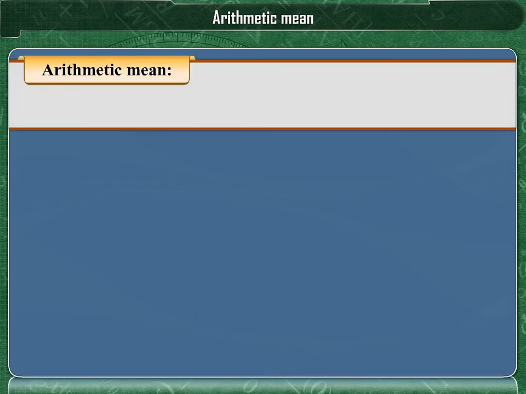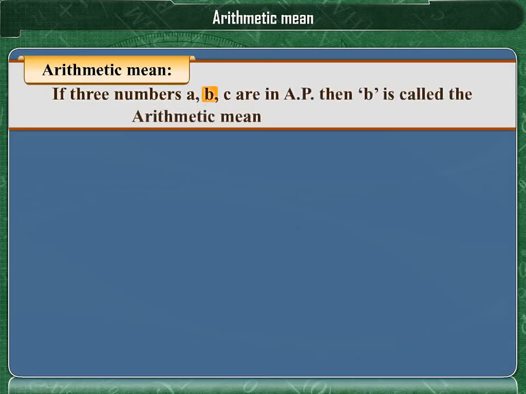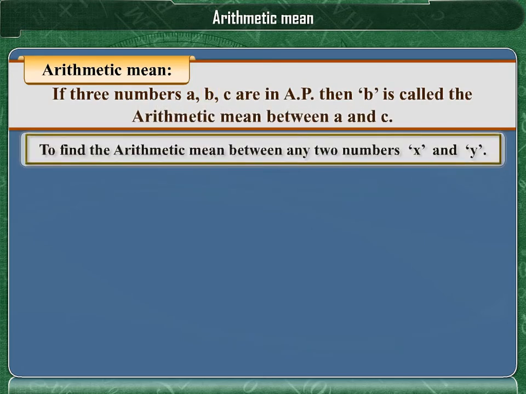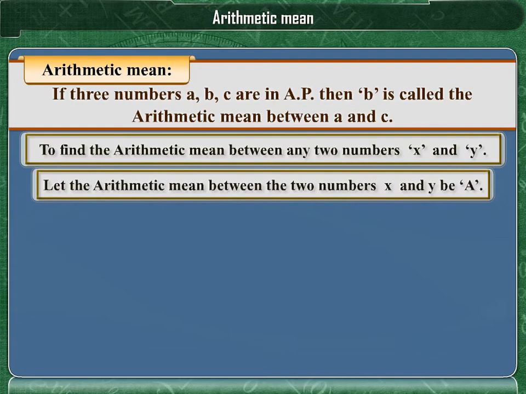We will now learn arithmetic mean. If 3 numbers a, b, c are in AP, then the middle number b is called the arithmetic mean between the numbers a and c. Let us now find the arithmetic mean between any 2 numbers x and y. Let the arithmetic mean between the 2 numbers x and y be A. We know that if a, b, c are in AP, then the middle number b is the arithmetic mean between a and c. Therefore, when A is the arithmetic mean between x and y, then the numbers x, A, y are in AP.